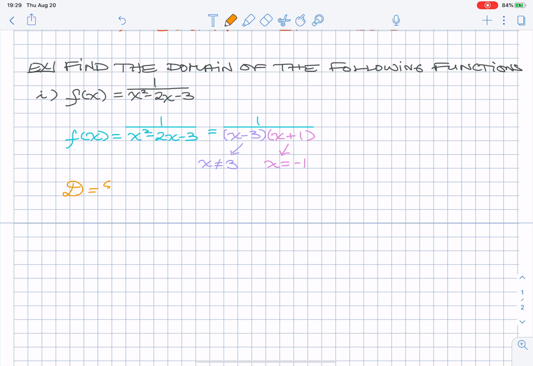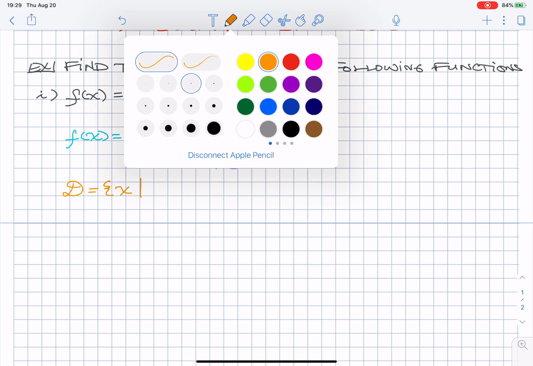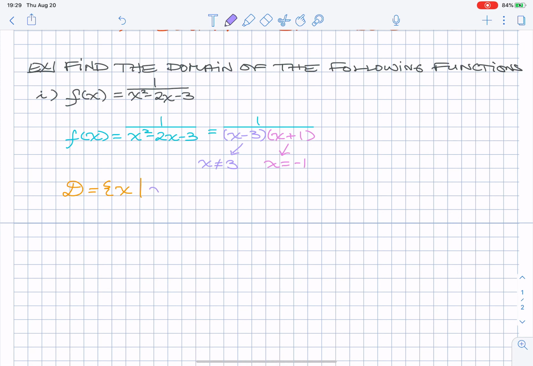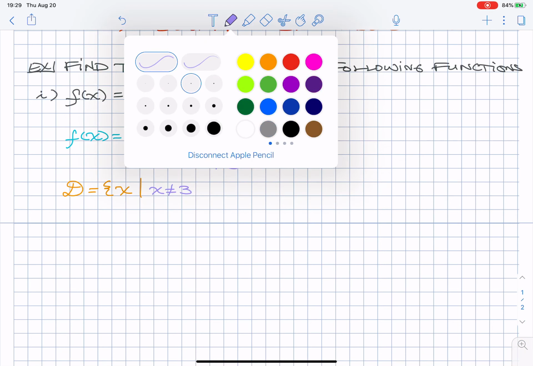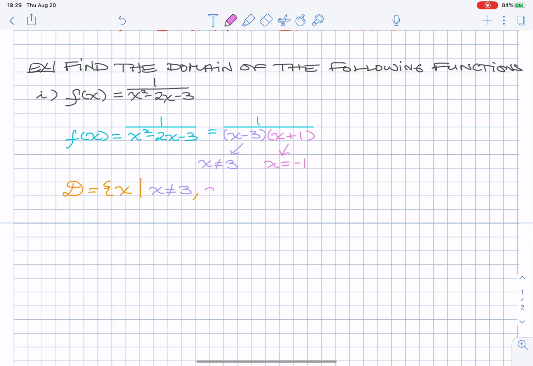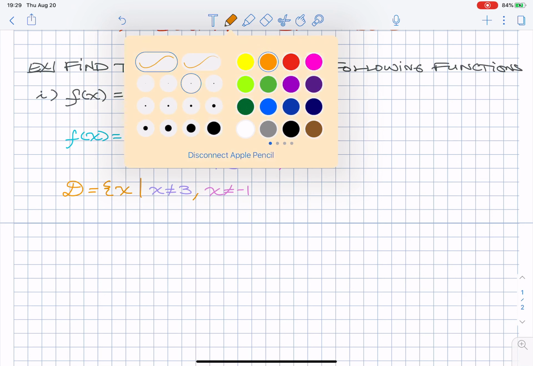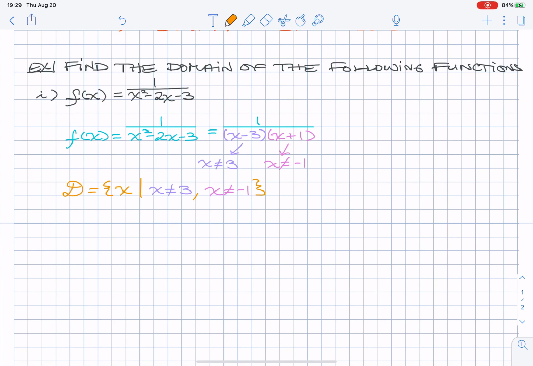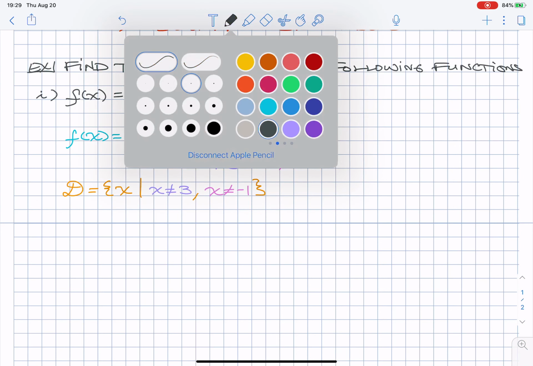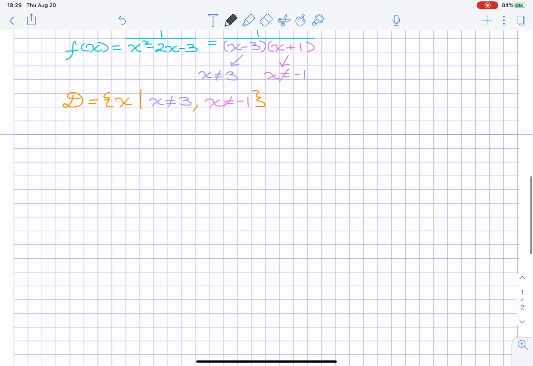So the domain will be the set of all values of x, given that x is not equal to 3, and x is not equal to negative 1. So that's in set notation how we could write the domain of that function. Thou shalt not divide by 0. Okay, let's do another one. So number 2.